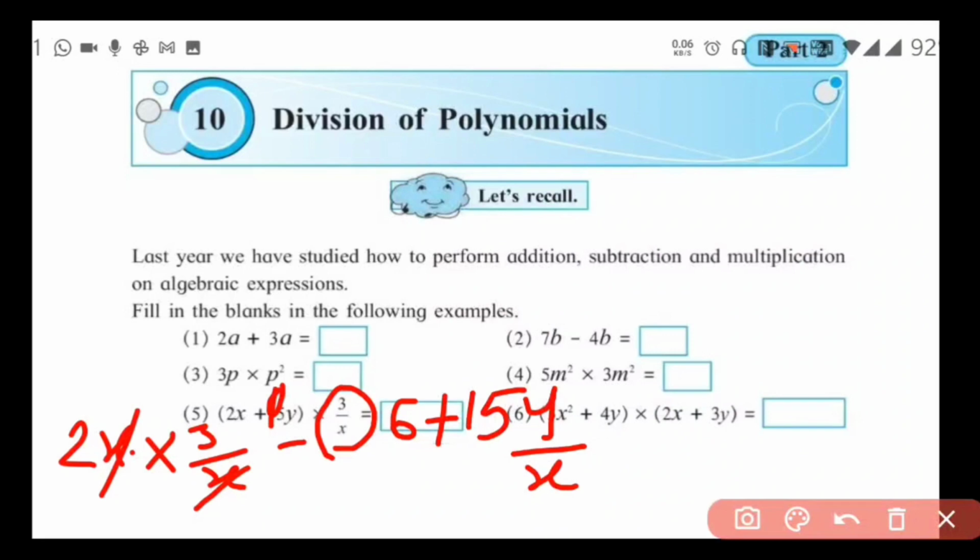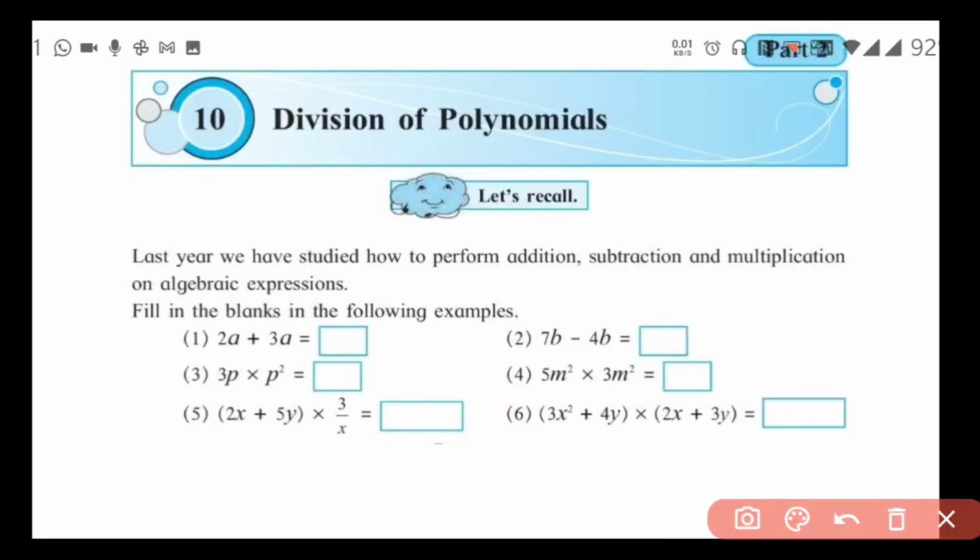Now let us see how to solve the next sum. 3x square plus 4y multiplied by 2x plus 3y. That means we have to multiply by this 2x to both the terms inside the first bracket first. Afterwards we will be multiplying by 3y to both the terms inside the bracket. So first multiply by 2x.